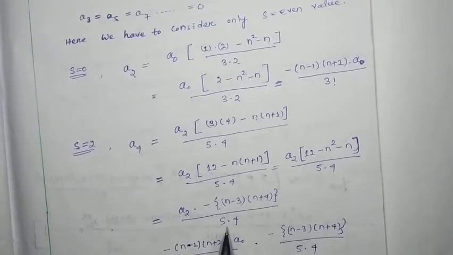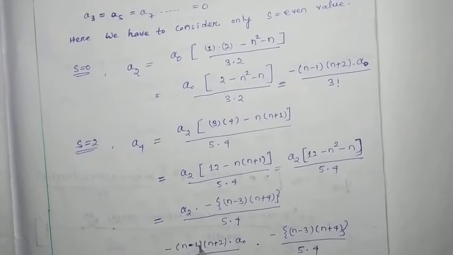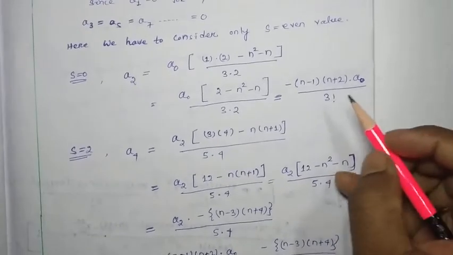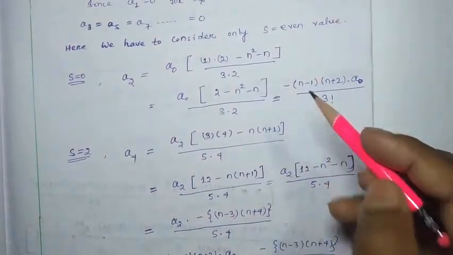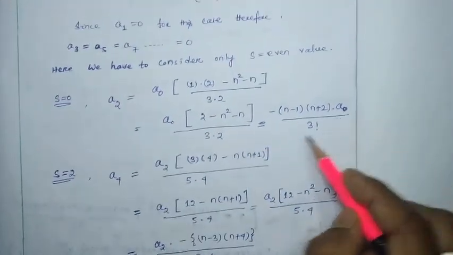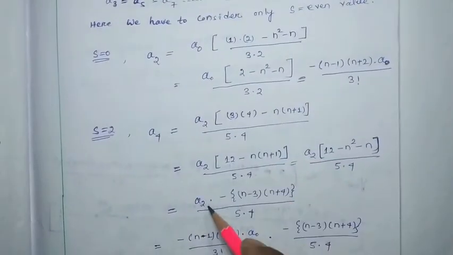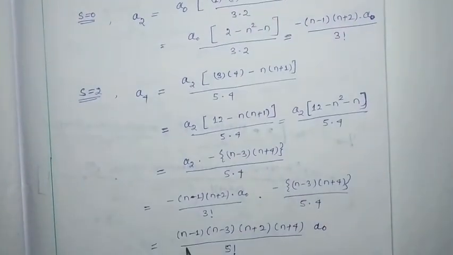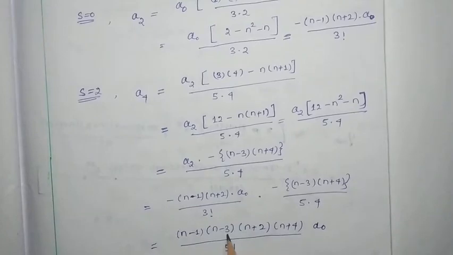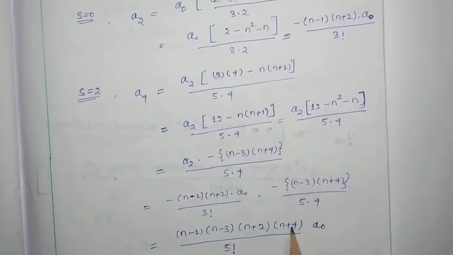Hence this numerator can be written in this factor form, that is minus (n minus 3) into (n plus 4) divided by 5 into 4, and just put the a2 value from the previous step, this much, over here and we get (n minus 1) into (n minus 3) into (n plus 2) into (n plus 4) into a0 by 5 factorial.